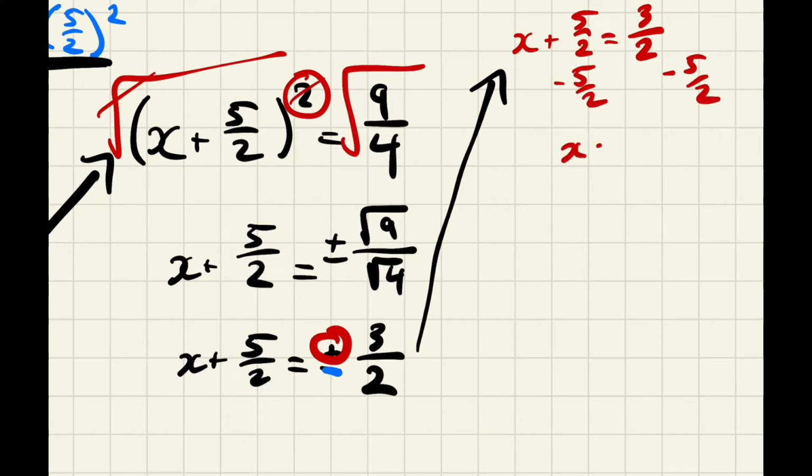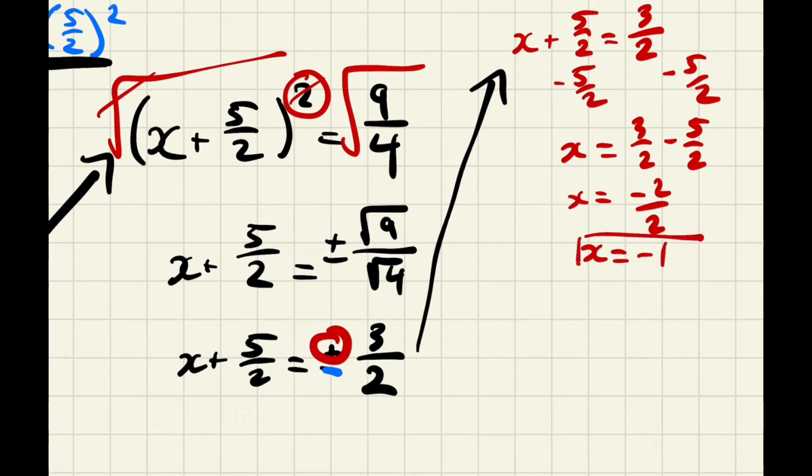And when we do that, we'll have x is equal to 3 on 2 minus 5 on 2. What we'll find is that that's going to be equal to negative 2 on 2. So x is going to be equal to negative 1. That's taking the positive case.